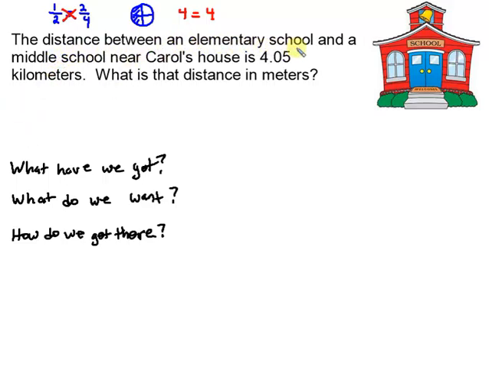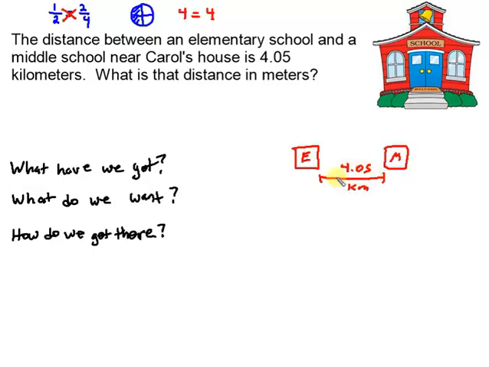The distance between an elementary school, put an E there, and a middle school, there's our middle school right here, is 4.05 kilometers. Between those two things. Now, anytime we're going to solve a problem, we need to make sure that we know what the question is. So the question is, what is this distance in meters? What is this distance, 4.05, in meters?